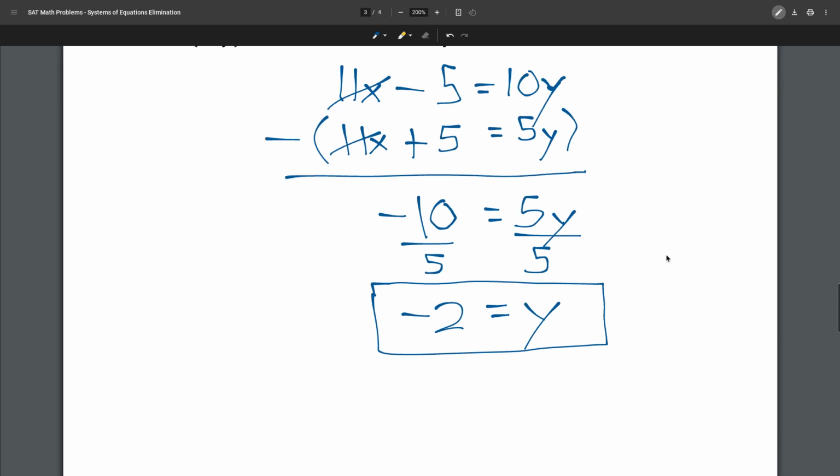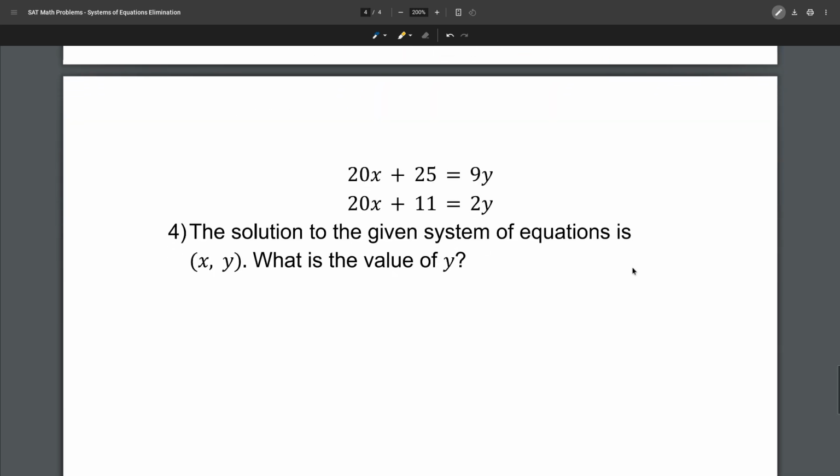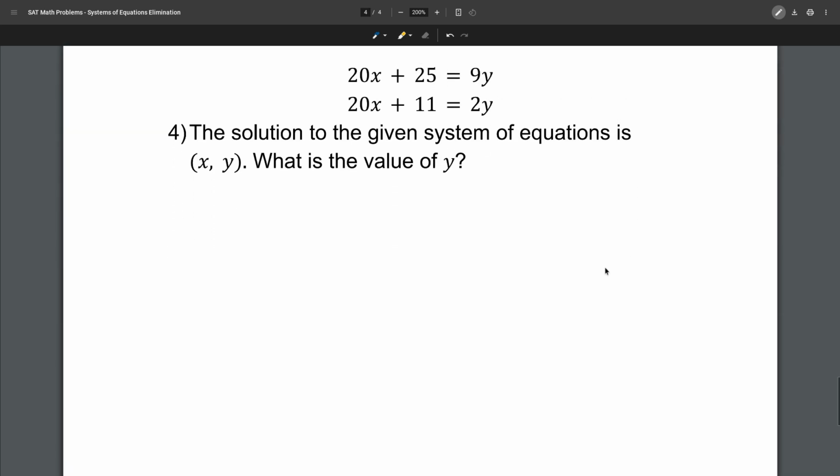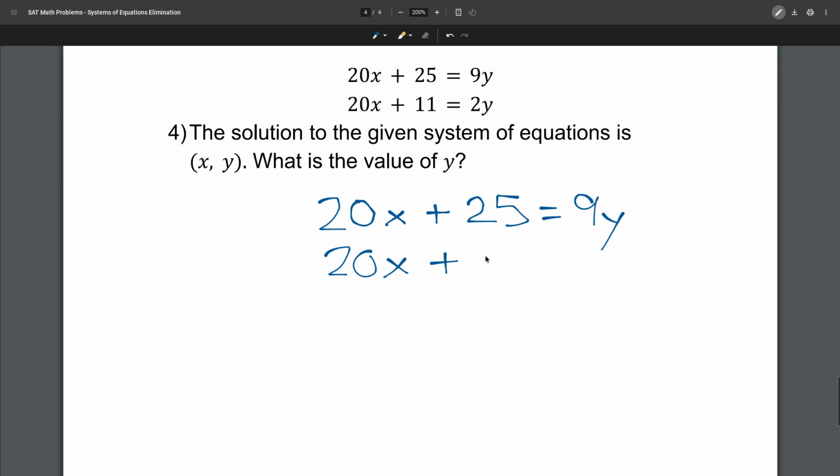Okay, let's try one more. Alright, maybe you want to pause the video now. Okay, I'm going to write the equations below. So 20x plus 25 equals 9y. And we have 20x plus 11 equals 2y. We'll subtract the bottom equation from the top.